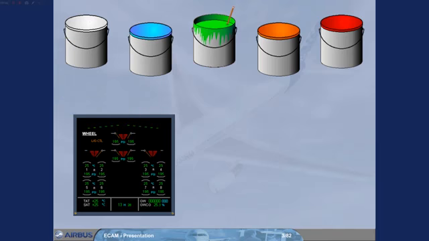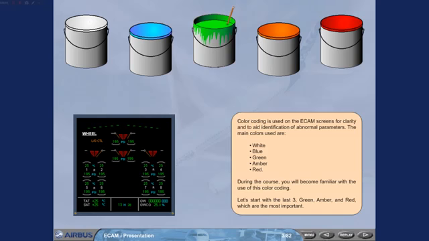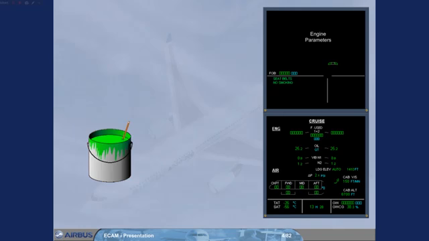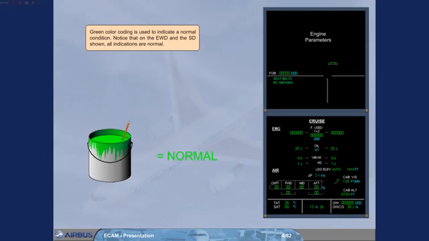During the course, you will become familiar with the use of this color coding. Let's start with the last three, green, amber, and red, which are the most important. Green color coding is used to indicate a normal condition. Notice that on the engine warning display and the system display shown, all indications are normal.